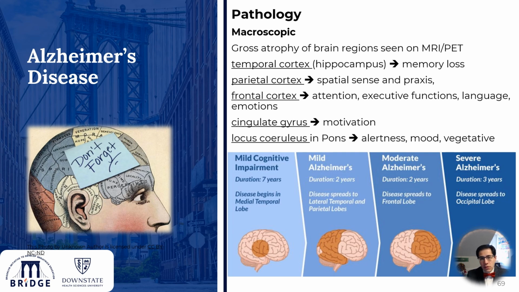So that was talking about the microscopic aspect. When it comes to the macroscopic aspect, which we could see on brain scans like a PET scan or an MRI scan, we typically see atrophy in certain regions like the temporal cortex, especially the hippocampus, which is responsible for memory loss. The parietal cortex follows, which is responsible for spatial sense, praxis, and some language issues. The frontal cortex, which in turn affects attention and executive functions and some of the emotions, and then the cingulate gyrus, which is responsible for motivation, and the locus coeruleus in the pons will affect the mood, vegetative functions, and the level of alertness.